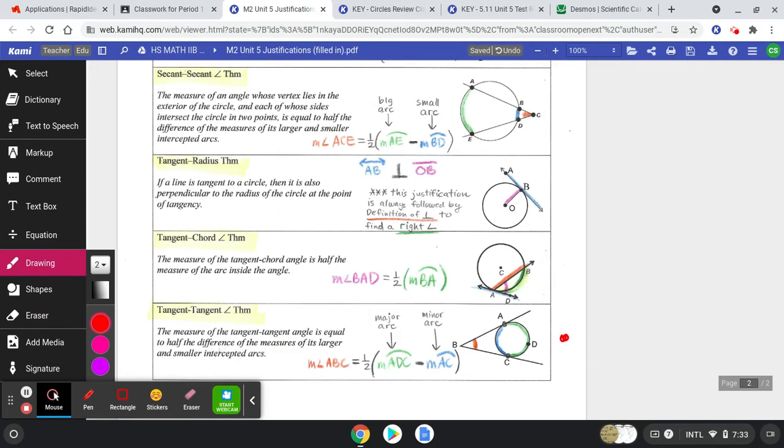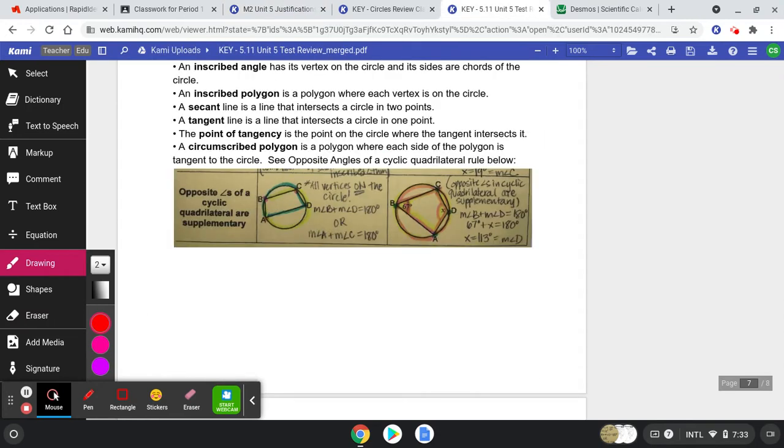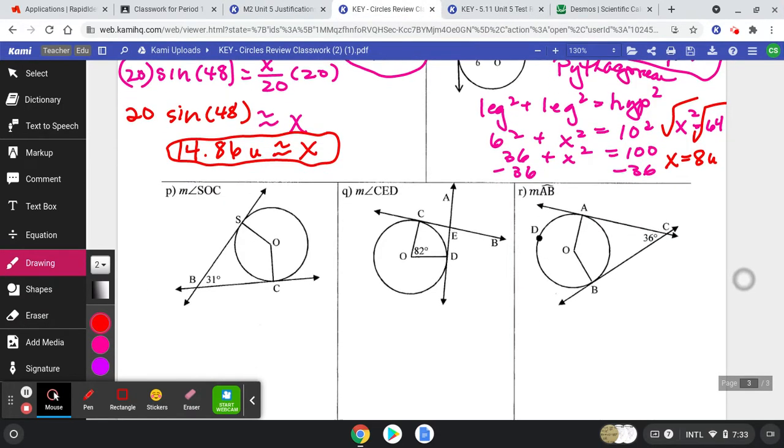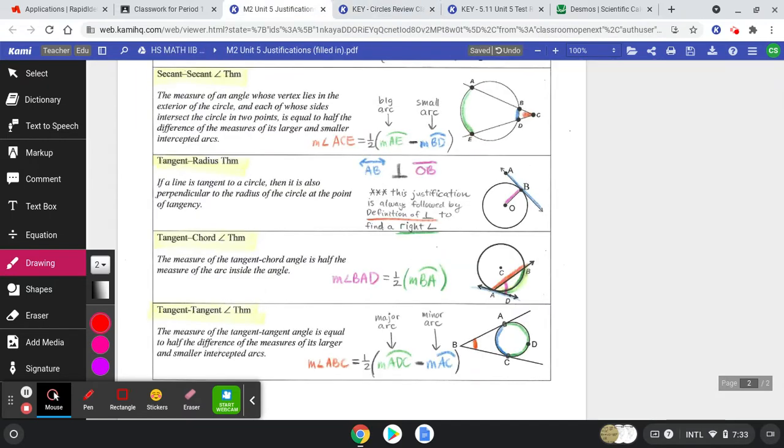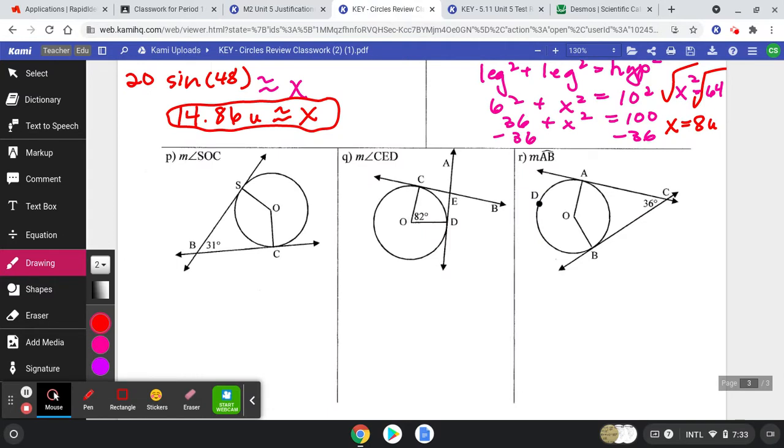And this says that the measure of the tangent angle is equal to half the difference of the major minus the minor arc. The big minus the little. Okay, so let's go take a peek, and we're going to use the tangent angle theorem. See how it says tangent angle theorem, but I'm using that little symbol for angle. So we're going to write tangent angle theorem. And that's going to be for all of these.